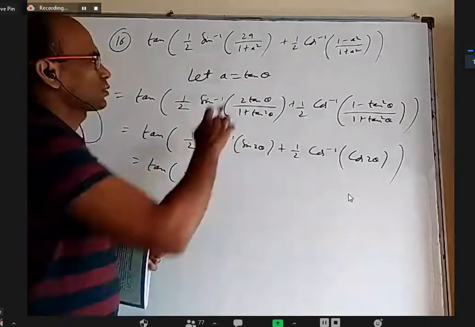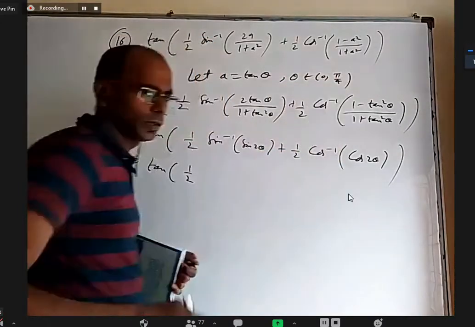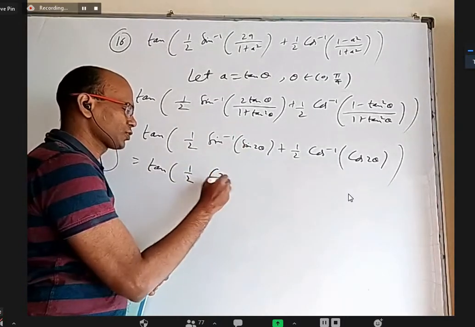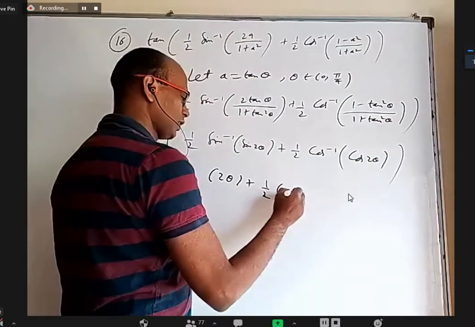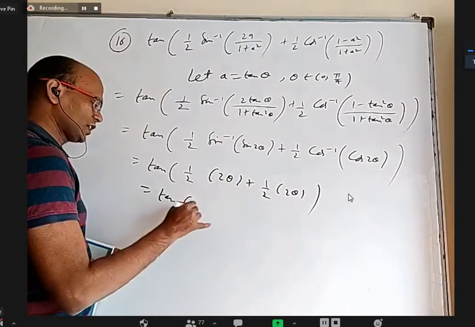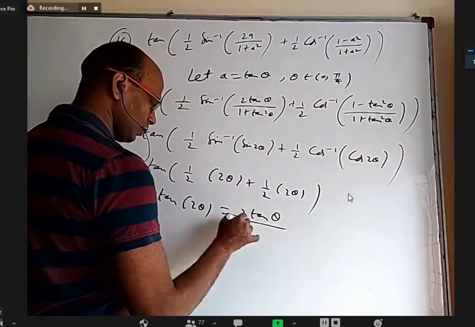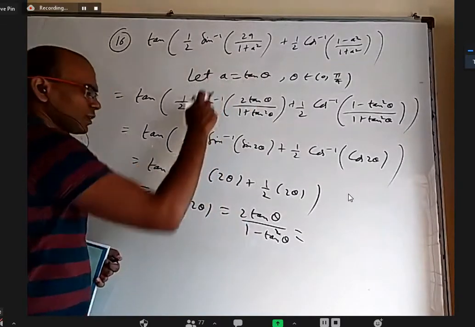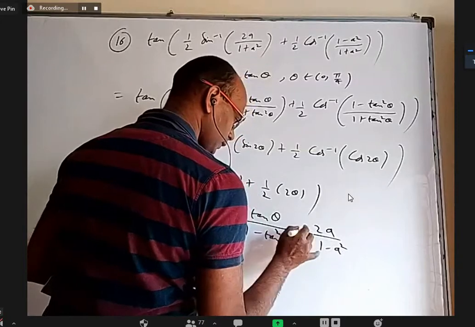Because a is between 0 to 1, when I take a equal to tan theta, theta belongs to 0 to pi by 4. Then 2 theta will belong to 0 to 90. Within the principal values, I can cancel out these two and write 2 theta. Here also, within the principal values, I can cancel out and write 2 theta. And finally, this is tan 2 theta, and tan 2 theta is again the formula 2 tan theta by 1 minus tan square theta. And that tan theta I can substitute a. So 2a by 1 minus a square.